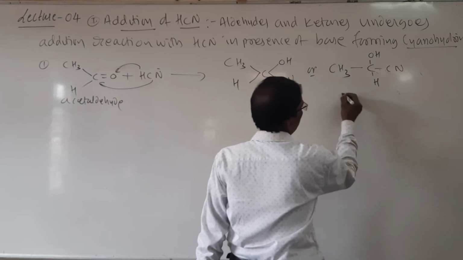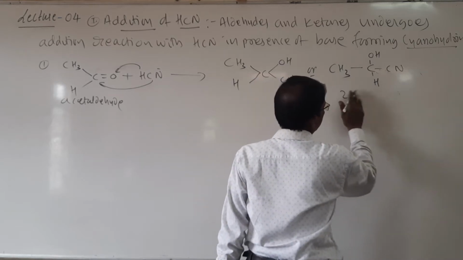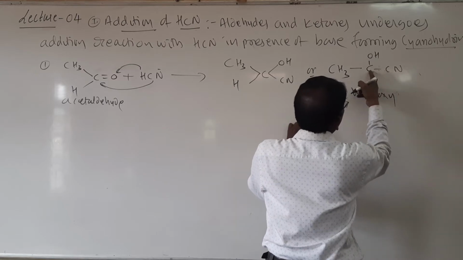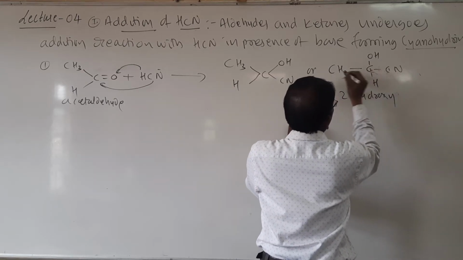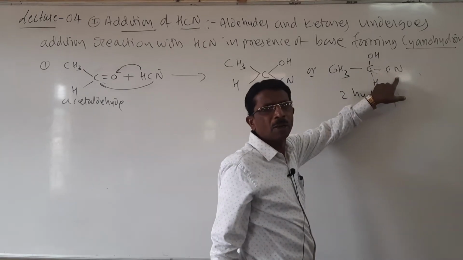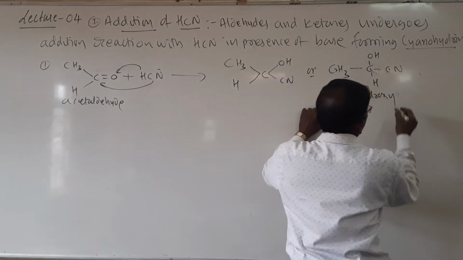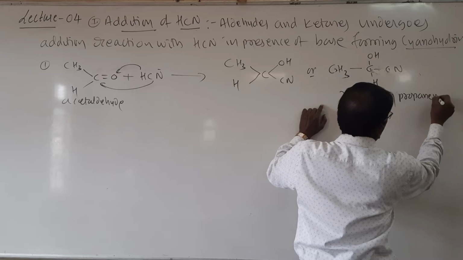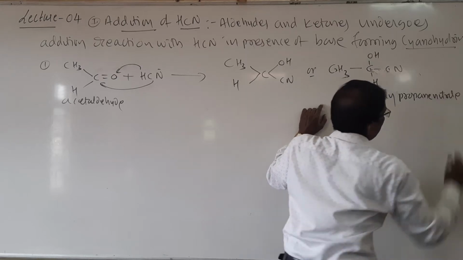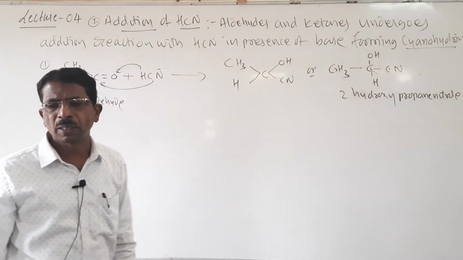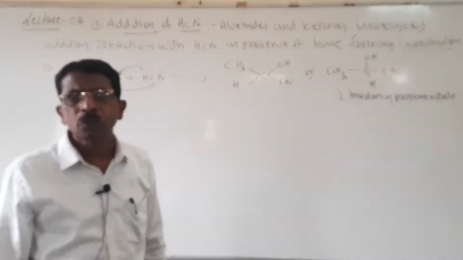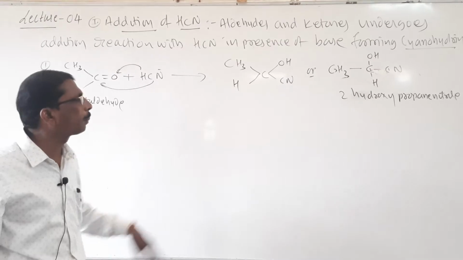So here it is called 2-hydroxy. So 1, 2, 3, because cyanide is the functional group. So 2-hydroxy propane nitrile. So look here students, it is called 2-hydroxy propane nitrile.